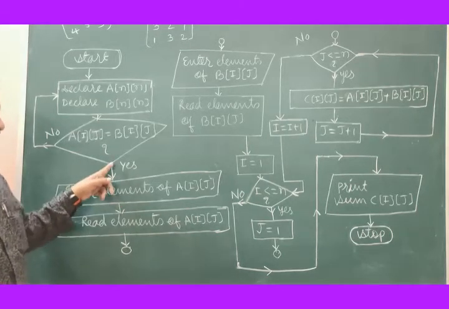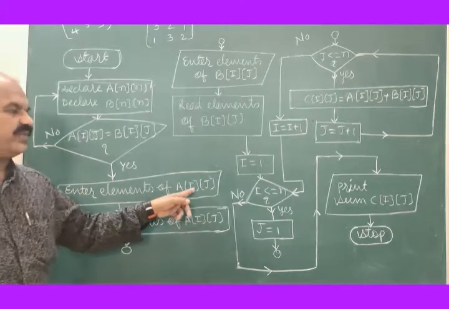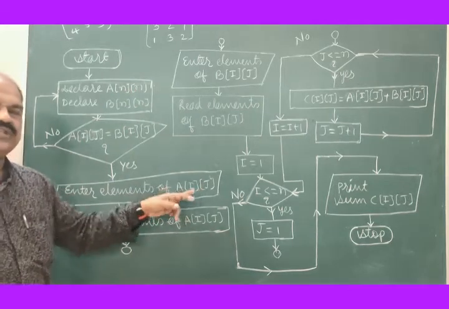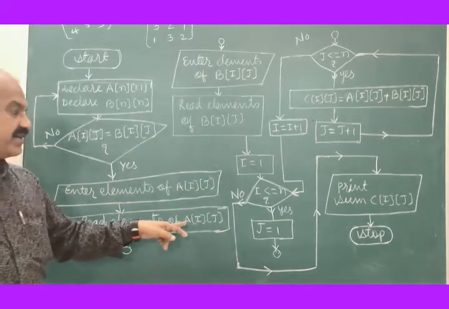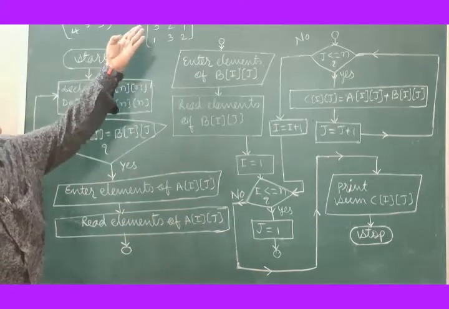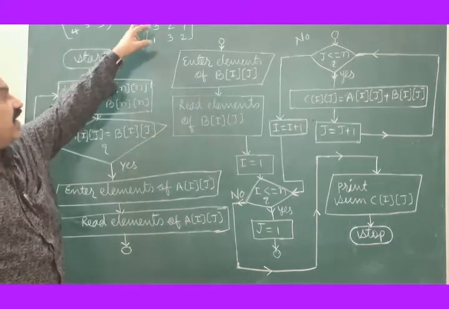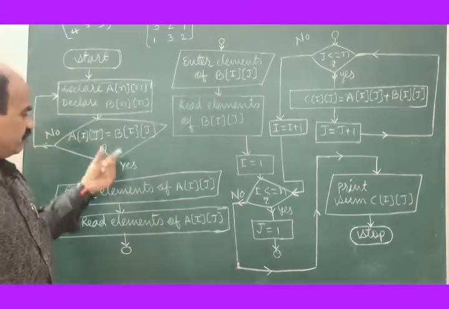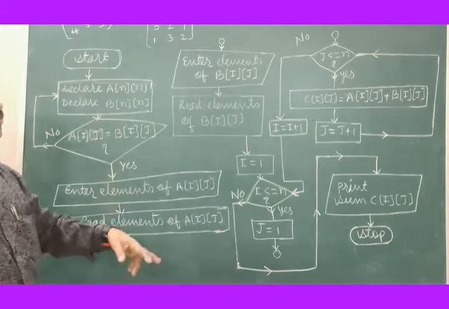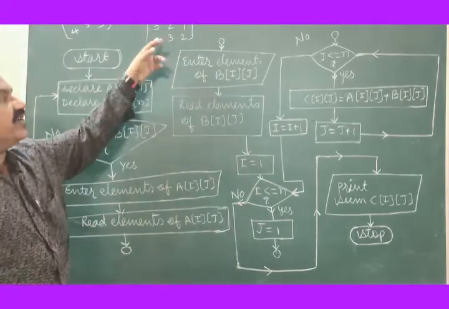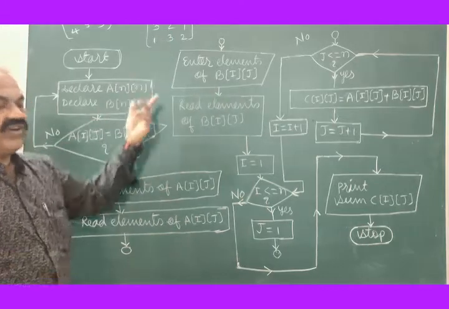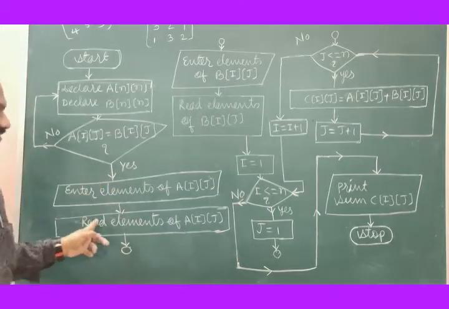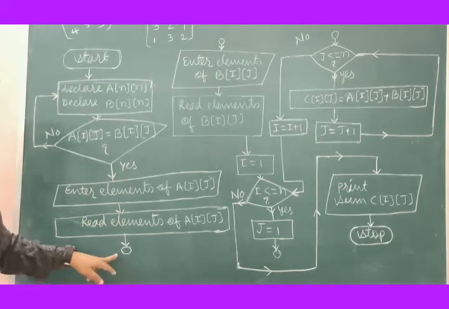Come down. Yes, come down. Enter elements of A, I, J, A, N, N. I for rows, J for columns. Read elements of A, I, J. 9 elements are there. Enter 1, read 1, enter 2, read 2, enter 3, read 3, enter 3, read 3, enter 2, read 2, enter 1, read 1. So, all the 9 elements of A are entered and read by the matrix.